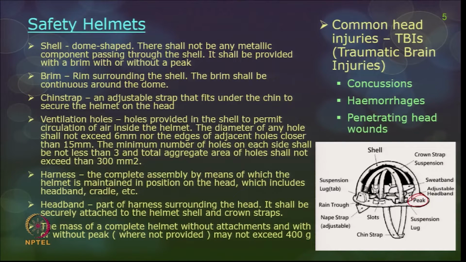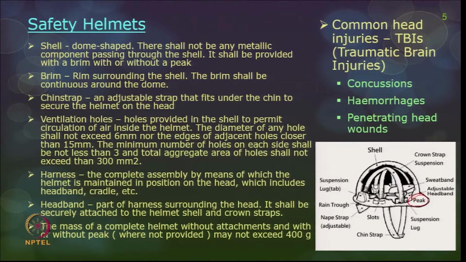That is to safeguard your helmet from any displacement or movement of the helmet on your head. This chin strap is an adjustable strap that fits under the chin to secure the helmet on your head. The next is ventilation holes. There are certain holes given only for air circulation, and again there are a lot of specifications as to how the holes should be in the helmets.